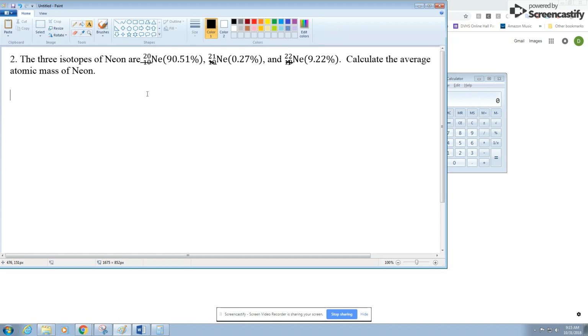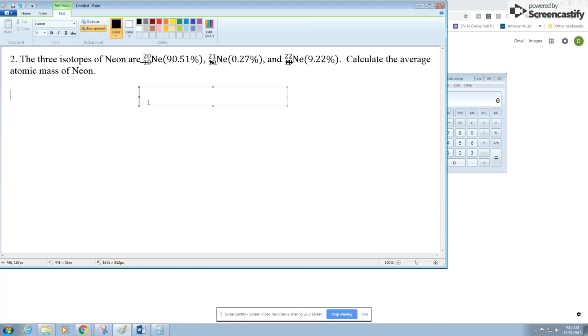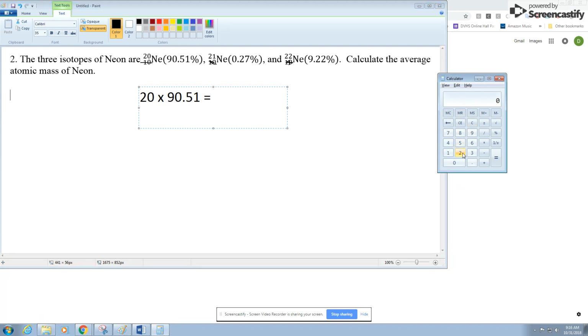So we're going to write out our first mass number. We're going to do that multiplied times its percentage abundance. And then that's going to be equal to something. And let's go ahead and figure out what that is right now, since it'll work out for my typing. 20 times 8.51. What does that equal? 10.2.